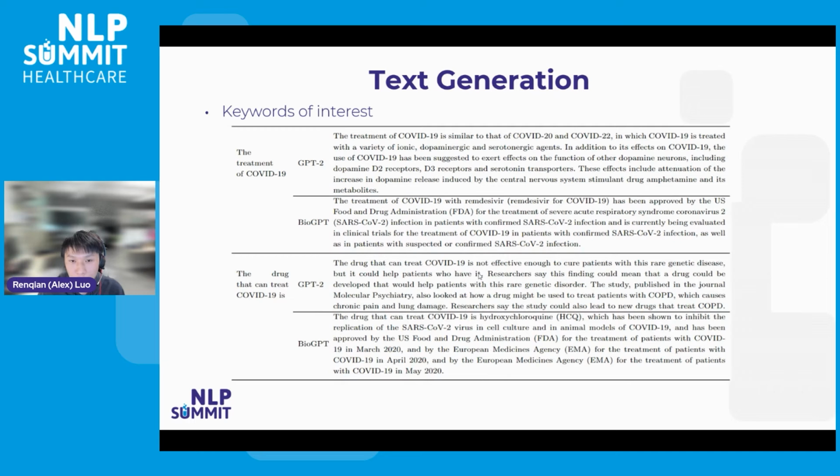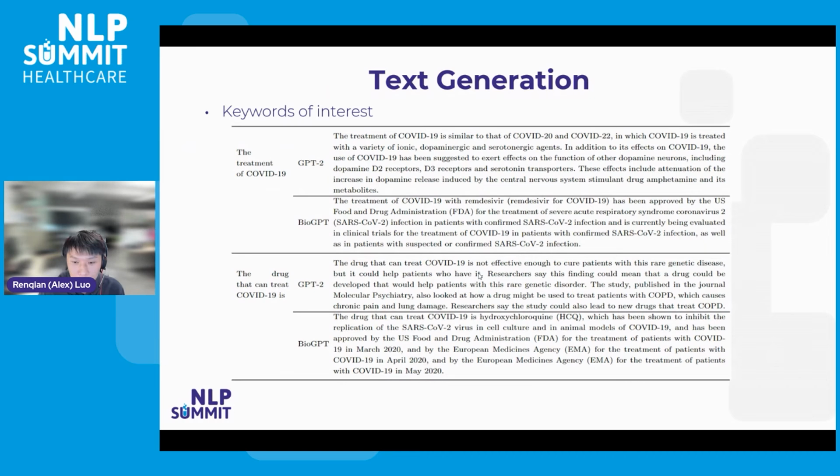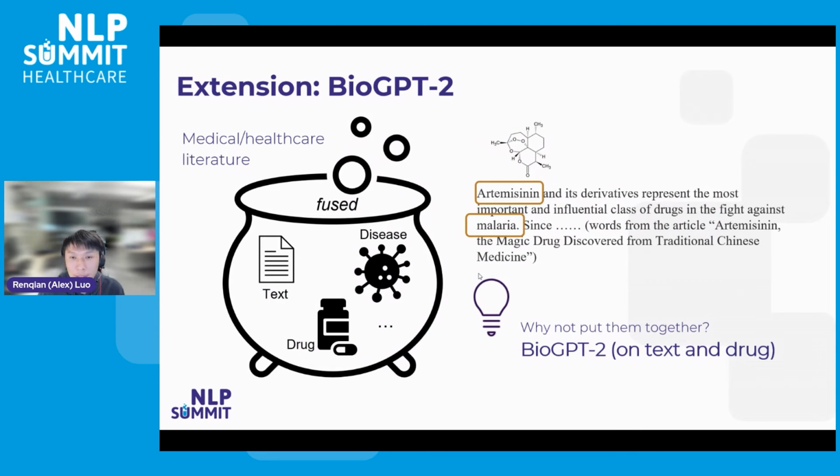Also, we input some more words of interest. We input the treatment of COVID-19 and the drug that can treat COVID-19. So GPT-2 can generate some sentences that are complete but making no sense, while BioGPT can make a good conclusion of the words. So this is the part of BioGPT. Next, I will give it over to Yingce, and he will describe our BioGPT-2 model. So Yingce, now it's your turn.